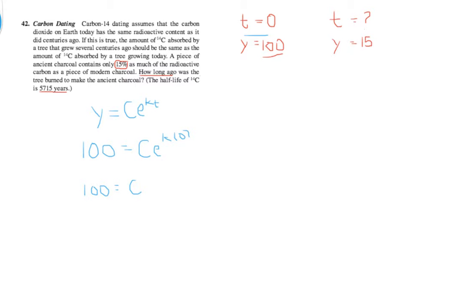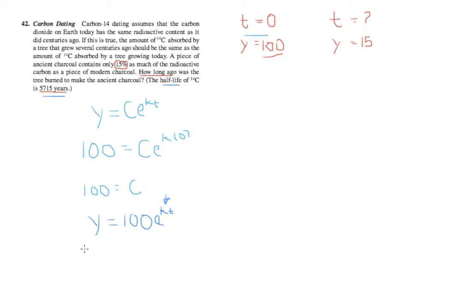Now that you know what c is, your modified equation is y equals 100 e to the k t. You still don't know what k is, but you're given the half-life of carbon right here, 5,715 years. So if you start off with 100%, and the half-life is 5,715, then 5,715 years later you're going to be left with half.